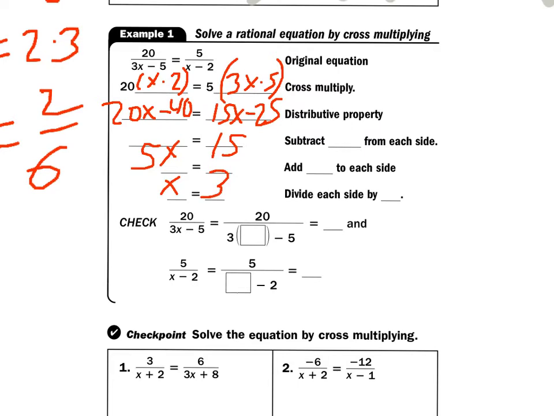And then I should always check my work on all these types of problems. So if I put a 3 in there, I get 20 over 4. 20 over 3 times 3 is 9, minus 5 is 4. 20 over 4 is 5. And if I put a 3 into here, I get 5 over 3 minus 2. 3 minus 2 is 1, and that's 5. And check, it worked. Excellent.